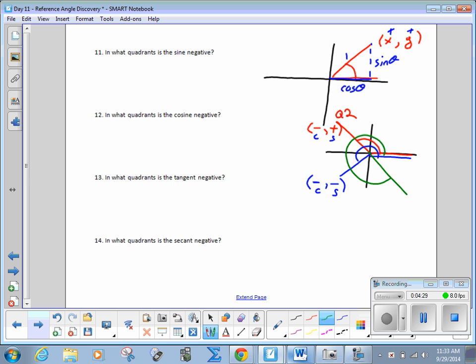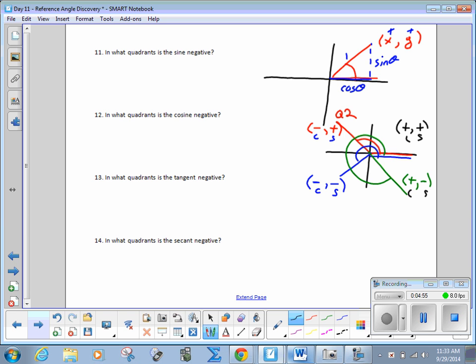I hope this is starting to make sense for you. What's my cosine in the fourth quadrant? Easy. It's to the right of the y-axis. So what's the x-coordinate? Positive. So your cosine is positive. How about your y-coordinate? Negative. And then when we did the first quadrant, we said positive and positive for cosine and sine.